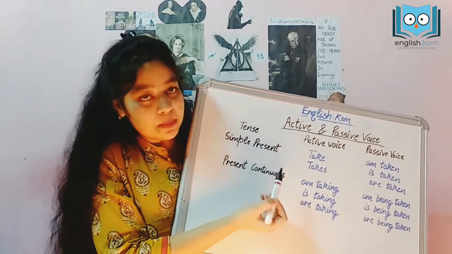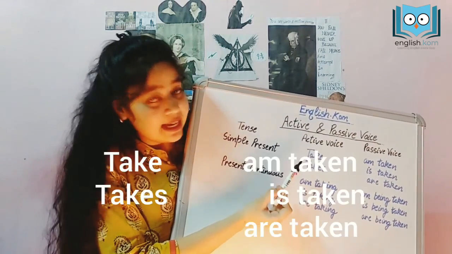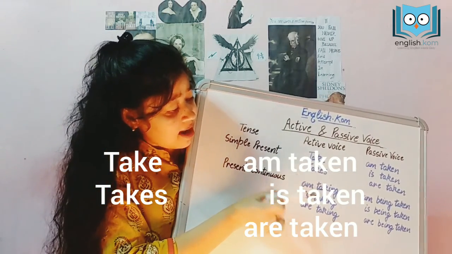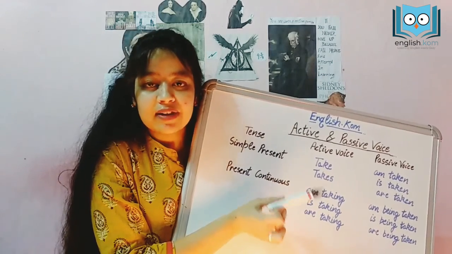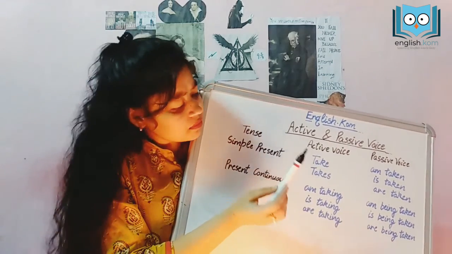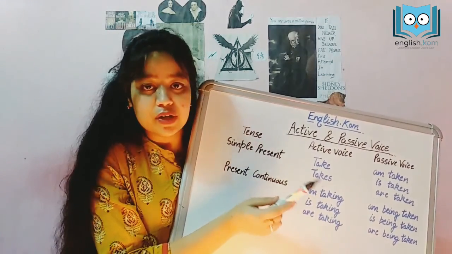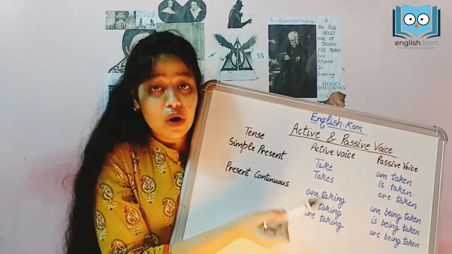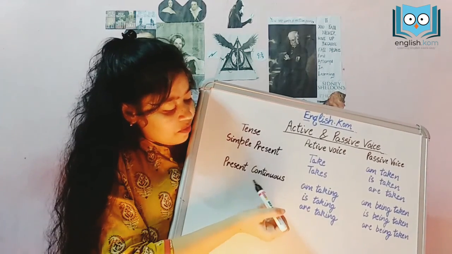First we have simple present tense and the verb is take and takes, and it becomes am taken, is taken and are taken. It becomes am taken while referring to I or myself. It becomes is taken when we refer to he, she, it, and it becomes are taken when we refer to you or they.